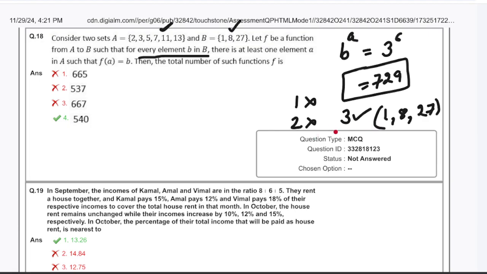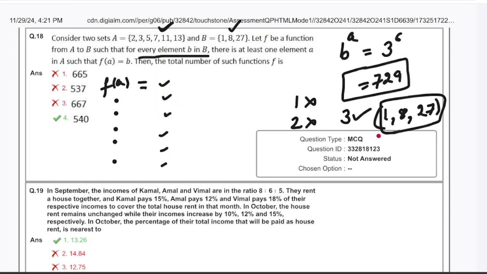Now, how can that be done? There are 6 elements in A. That means we're going to have 6 values F(A) for elements 1, 2, 3, 4, 5, 6, and 1, 8, 27 are going to come in total 6 times. Now, how can these 6 elements be divided among these 3? There is a possibility that in 4 places we can have 1, 1, 1, 1, or 8, 8, 8, 8, or 27, 27, 27, 27, and the rest 2 will be different. So we have all the elements of B.